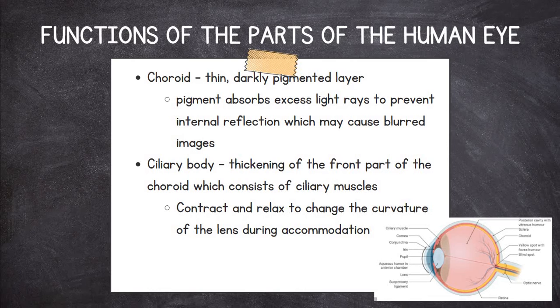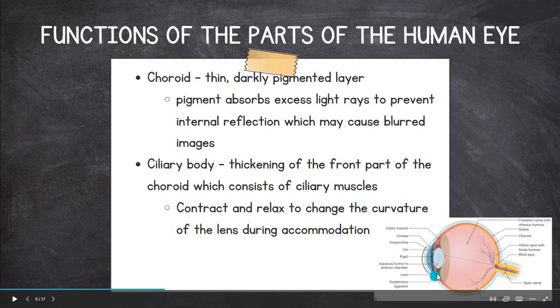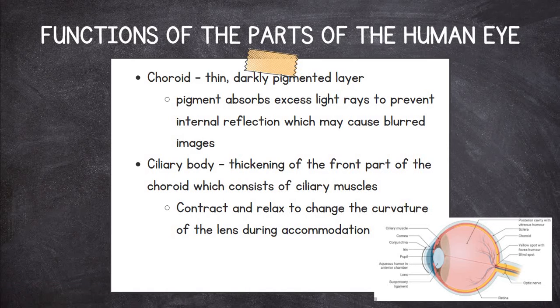Then the ciliary body, a thickening of the front part of the choroid, which consists of ciliary muscles. So those are these thickenings that you can see over here. They make up the ciliary muscles, which make up the ciliary body. They contract and relax to change the curvature of the lens during eye accommodation.